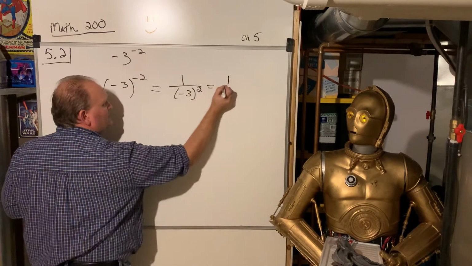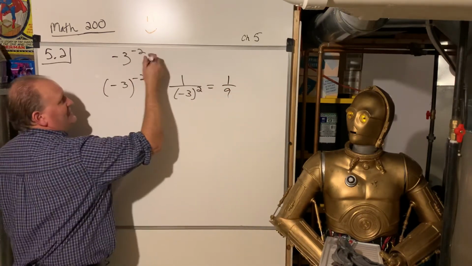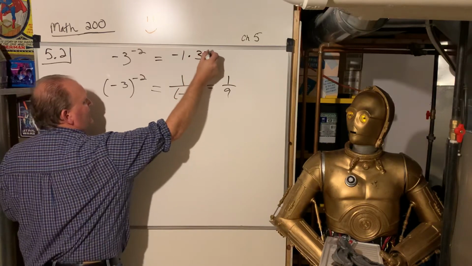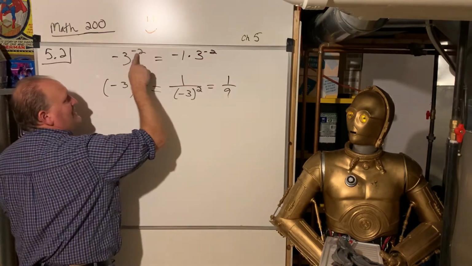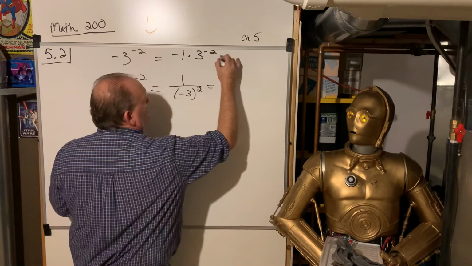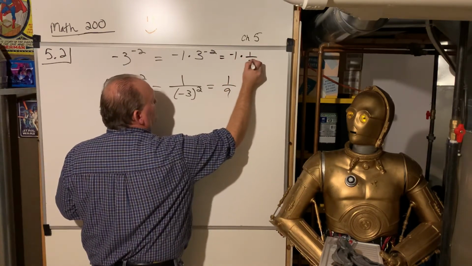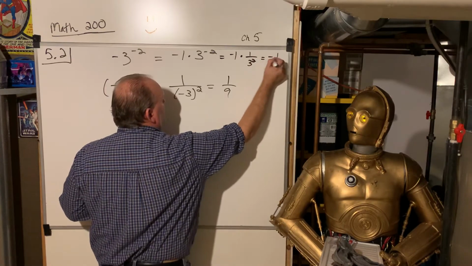Negative 3 times negative 3 is positive 9. This is something different. This is negative 1 times 3 to the negative 2. That negative is not affected by that. So that is negative 1 times 1 over 3 squared. So that is negative 1/9.